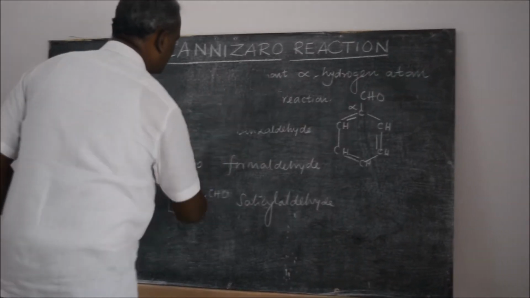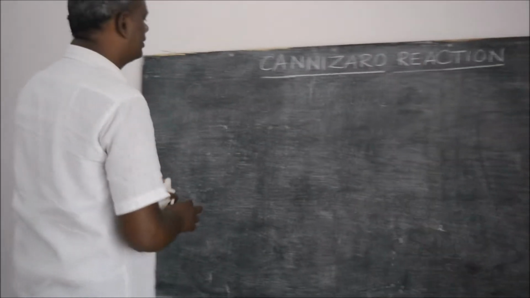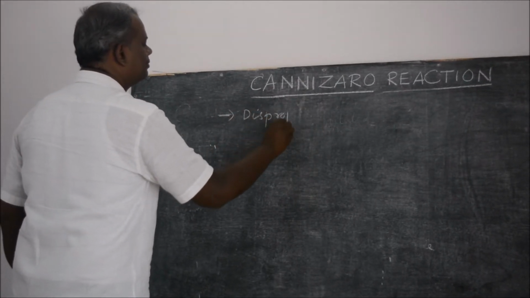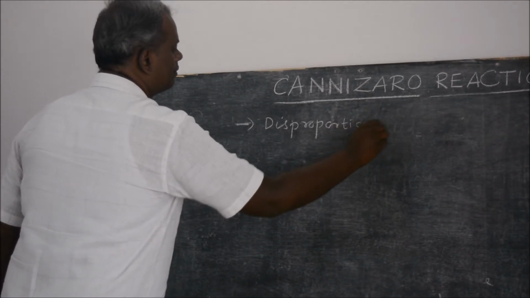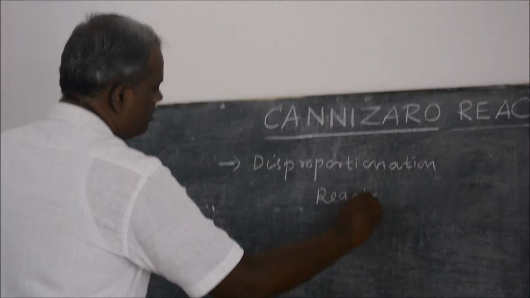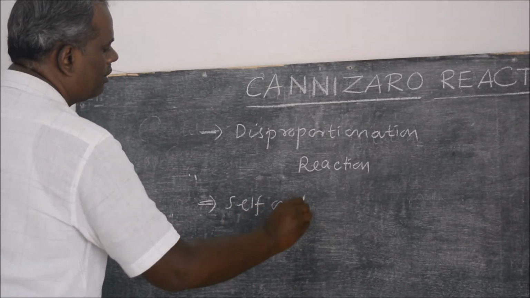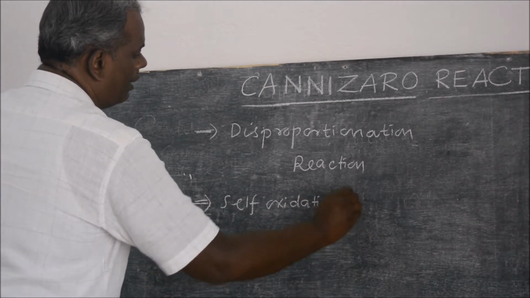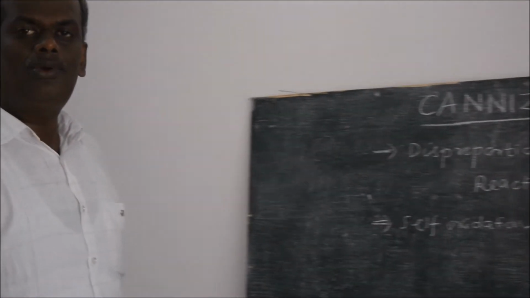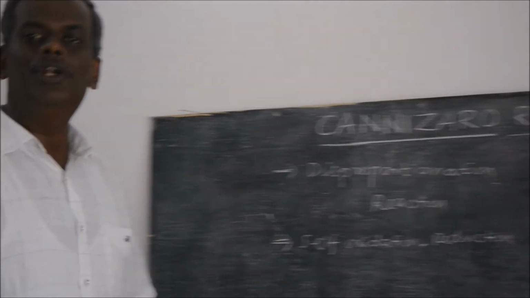The Cannizzaro reaction has some other names. It is also called disproportionation reaction, and also called self-oxidation and reduction reaction. Because one molecule of benzaldehyde will undergo oxidation and the other one will undergo reduction.